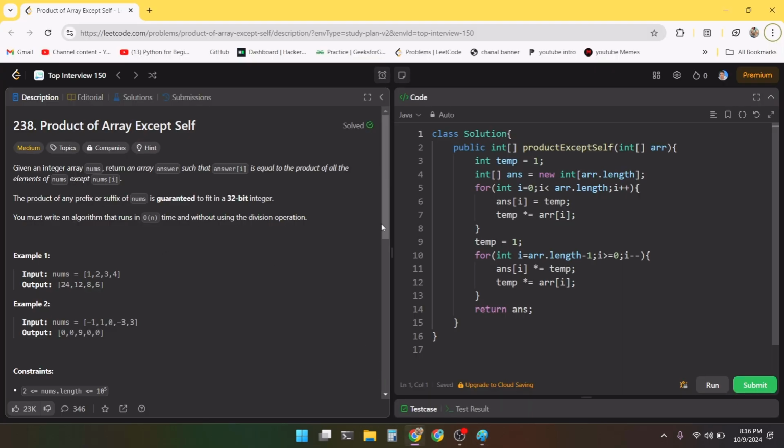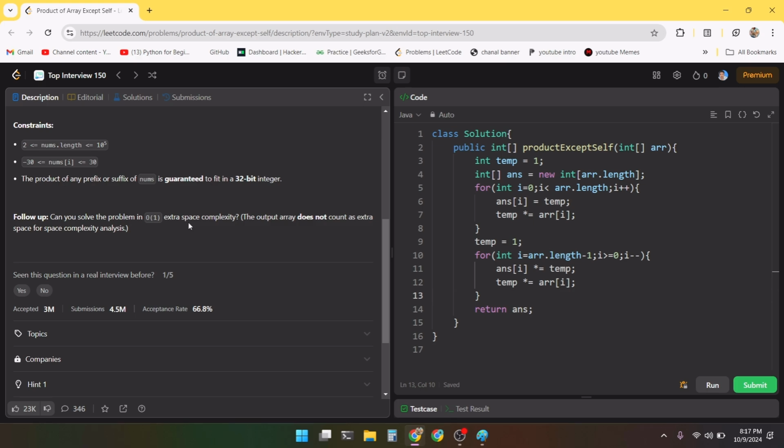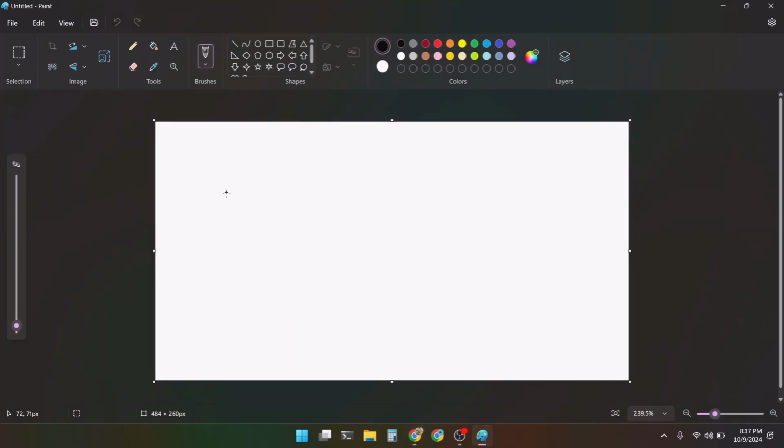The thing is, these three constraints are given. First constraint, you have to do this question in O of n time complexity. By the way, using two for loops side by side is actually O of n time complexity only, and you cannot use divide. The third condition is, don't use extra space, and the answer array is not considered to be extra space. Well, actually this question is easy.